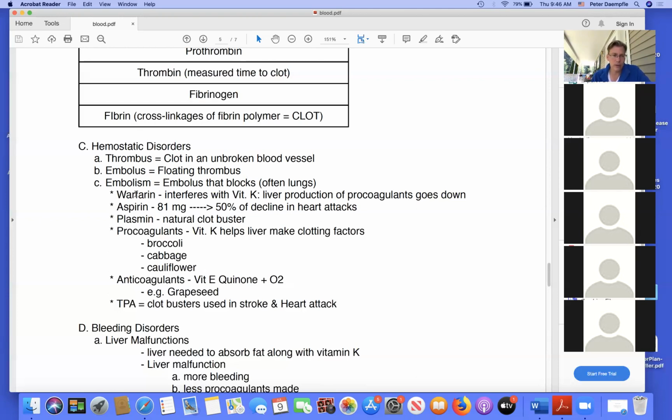One of the big ways we control it is using warfarin or Coumadin, which interferes with the vitamin K part of the clotting process. The liver makes its own procoagulants and causes you to not bleed. When you have liver malfunction, one symptom is bleeding because you're not making those procoagulants. Again, the word procoagulant means wants you to clot, wants you to be prevented from bleeding.